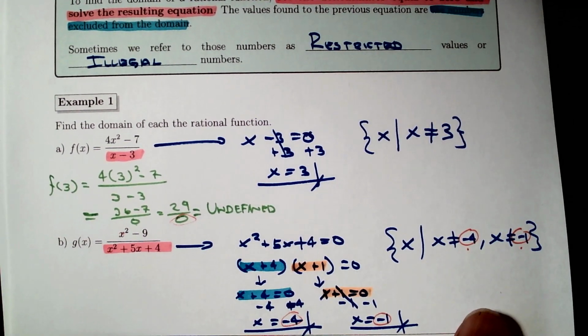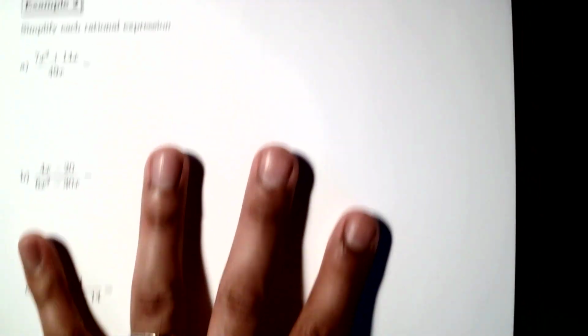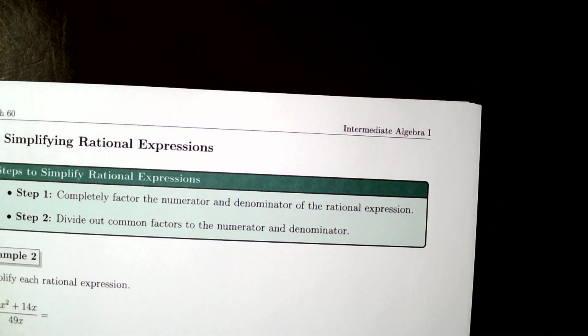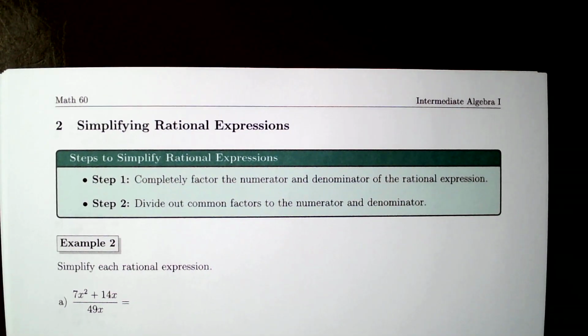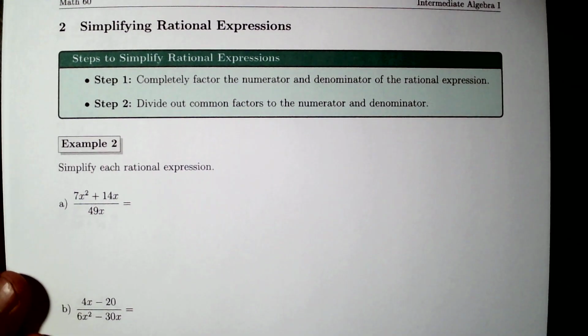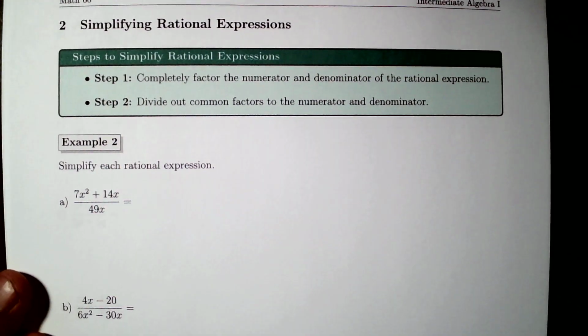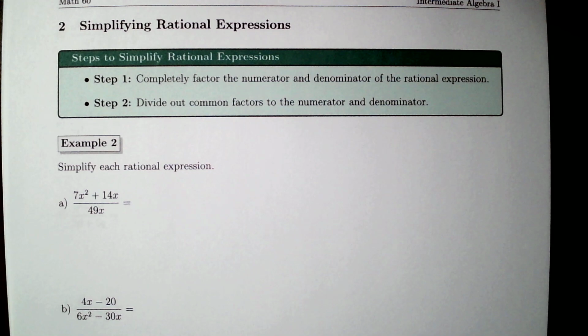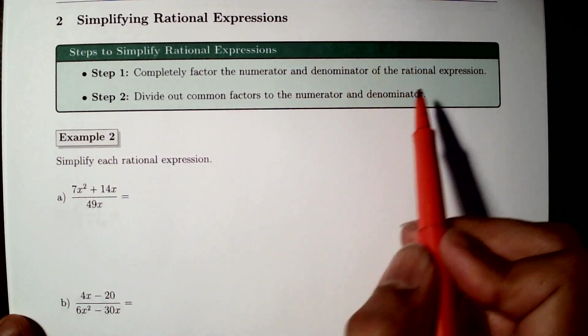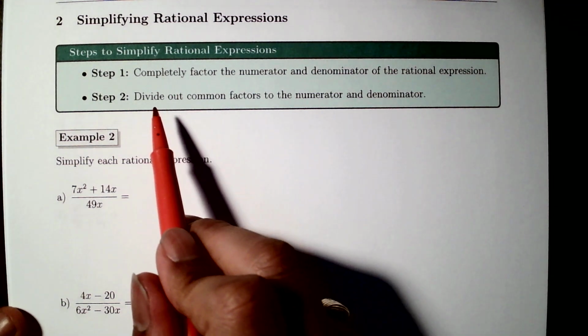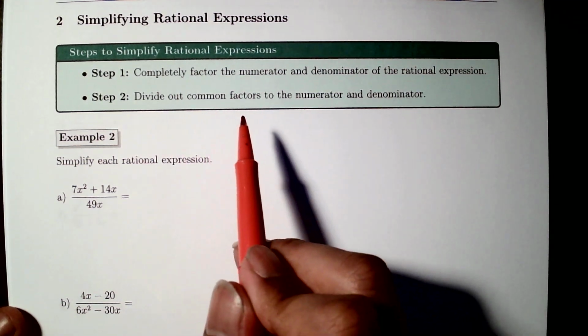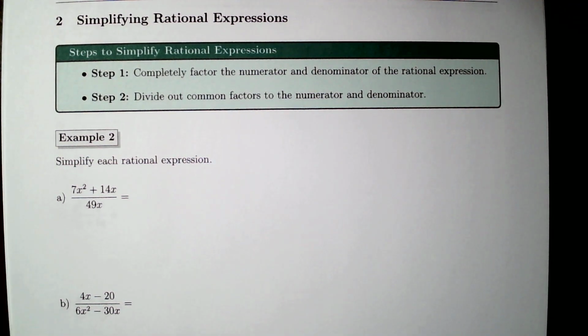All right. So let's see. Let's work with simplifying rational expressions. Well, so steps to simplify a rational expression: number 1, completely factor the numerator and the denominator of the rational expression, and then number 2, divide out common factors that you see between them.